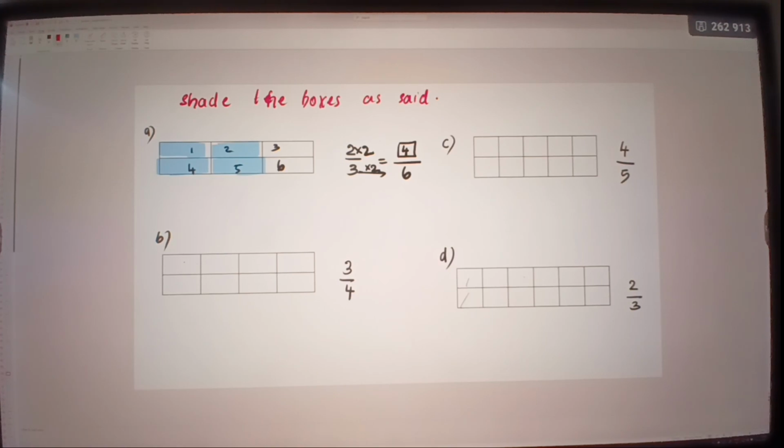So you want to count the number of boxes: 1, 2, 3, 4, 5, 6, 7, 8. So 3/4 is over 8. Total 8 boxes are there. So 4 times 2 gives you 8. So 3 times 2 gives you 6. So you want to shade 6 boxes. You can do 6 C and D on your own. Find the equivalent fraction and shade.